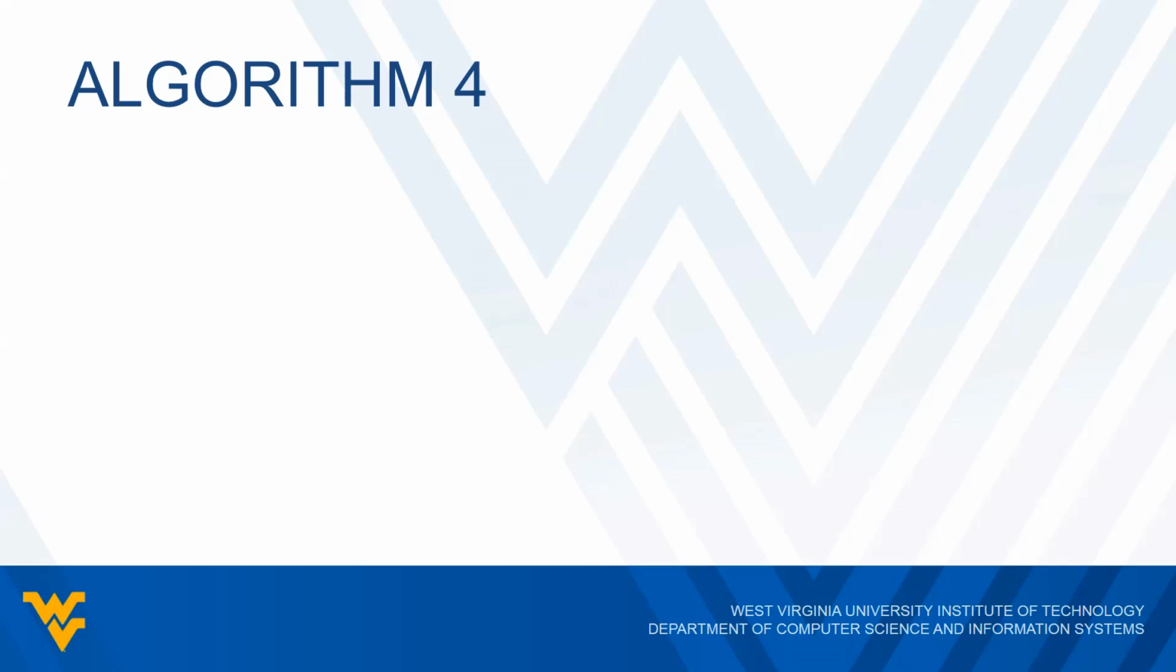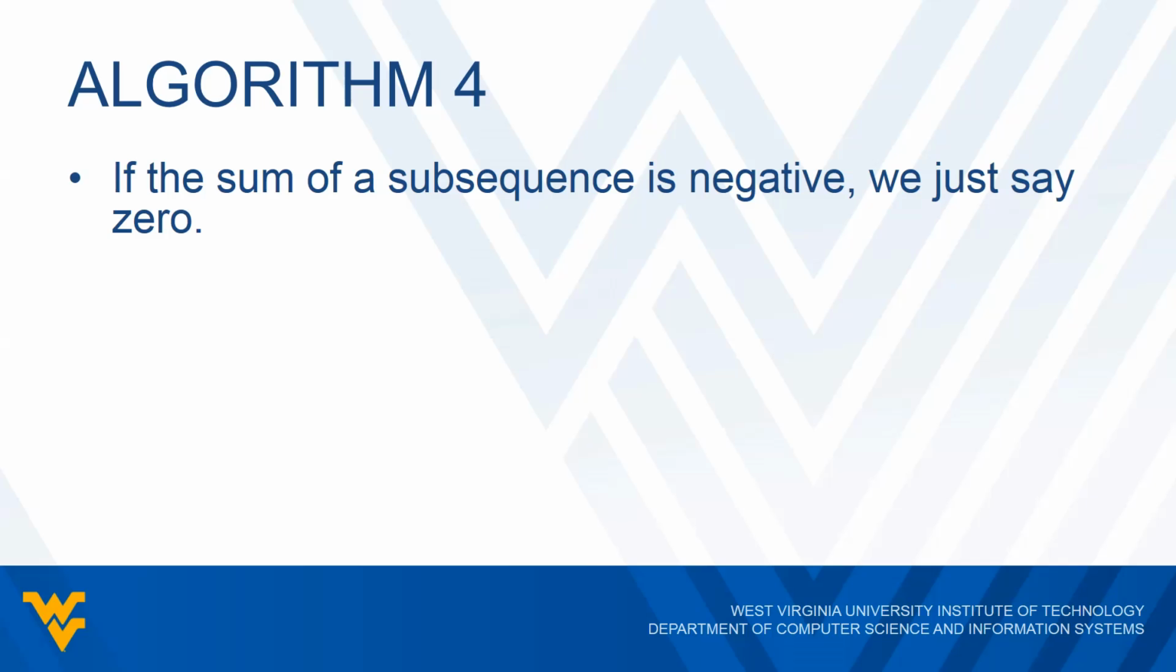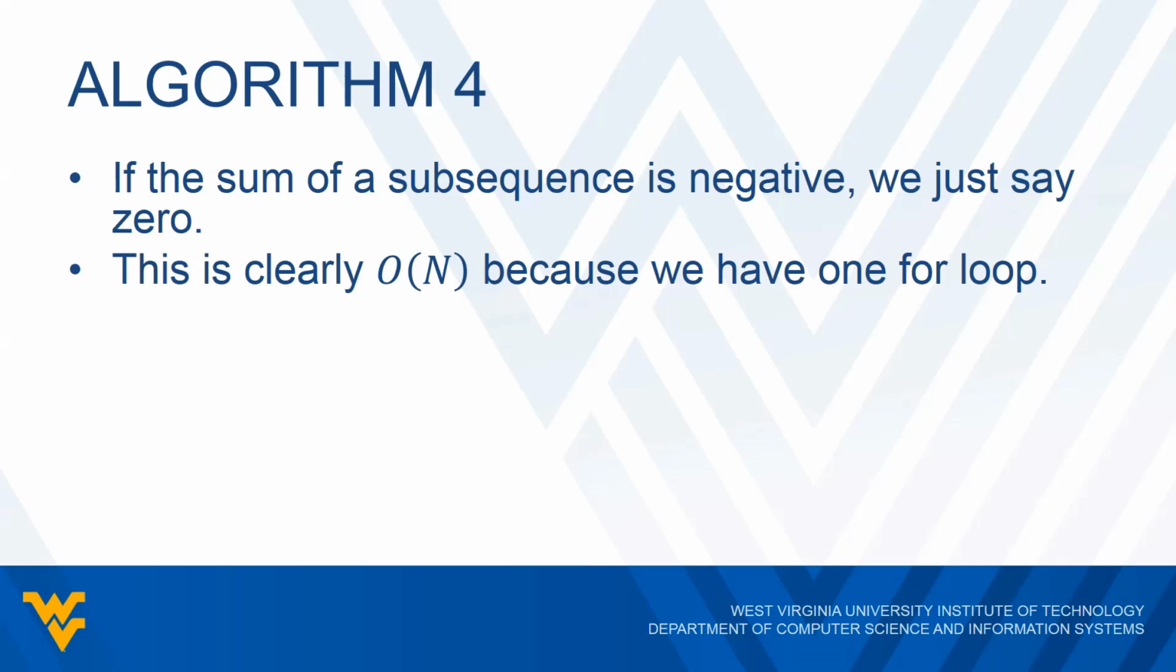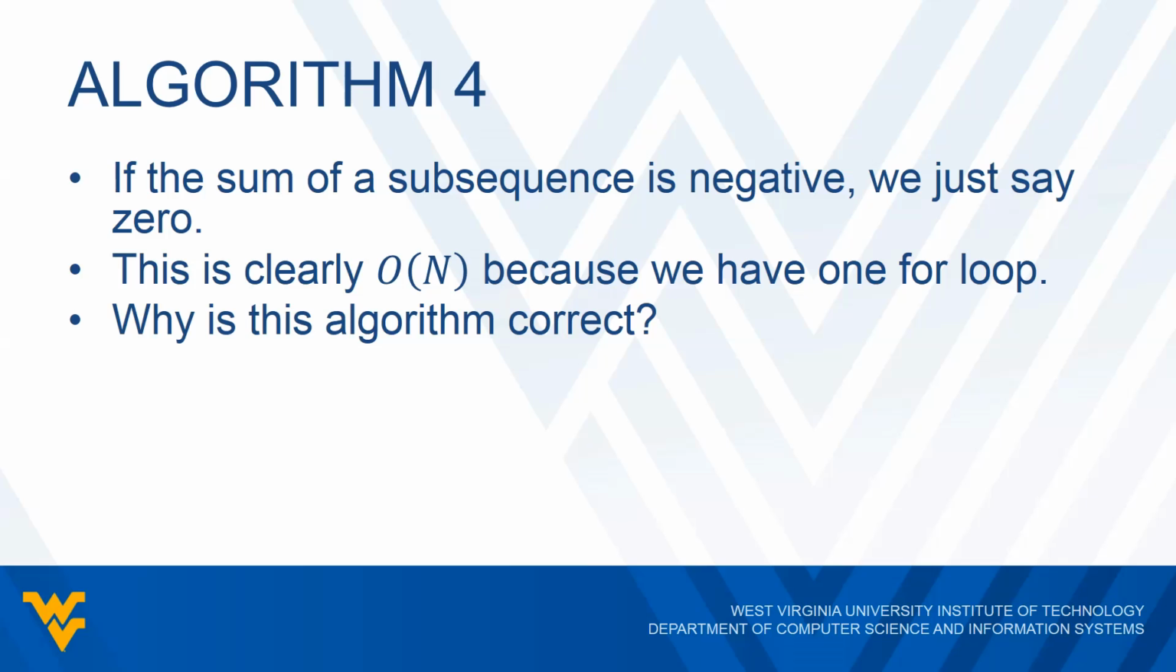So as I just mentioned, if the sum of the subsequence ever becomes negative, we just say 0 because our maximum sum cannot be a negative number. And since we only have one for loop, this is clearly O of n time. But the question we have to ask is, why does this work? Why is this correct? I'll try to explain the reason as best as I can.